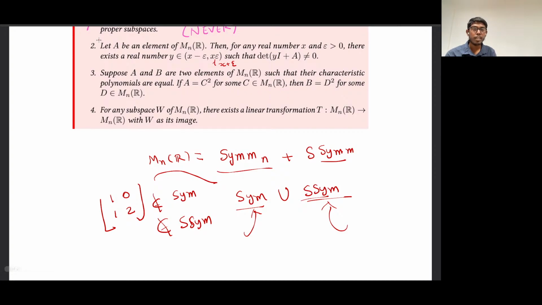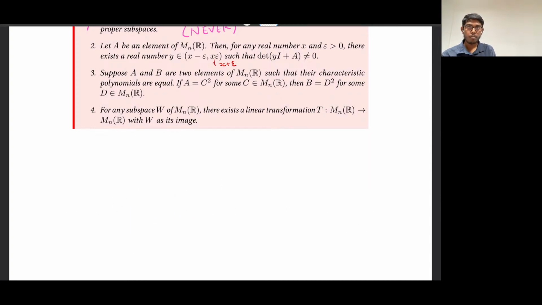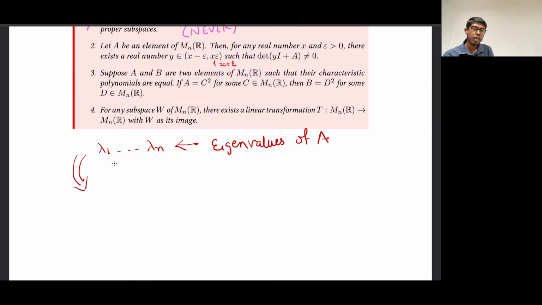So let A be an element of M_n(R). Then for any real number x and epsilon greater than 0, there exists a real number y in (x minus epsilon, x plus epsilon) such that the determinant is non-zero. So in other words, let's say lambda_1, ..., lambda_n are the eigenvalues of A. If it is clear, let me know; if not clear, then also please let me know. So these are the eigenvalues of A, and let's say v_1, ..., v_n are the eigenvectors.